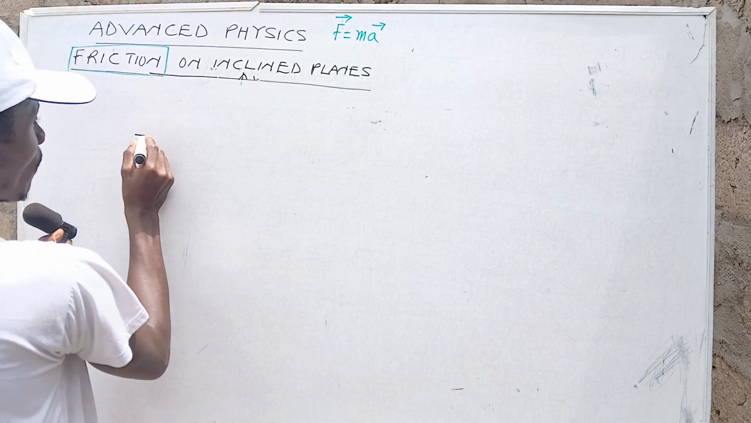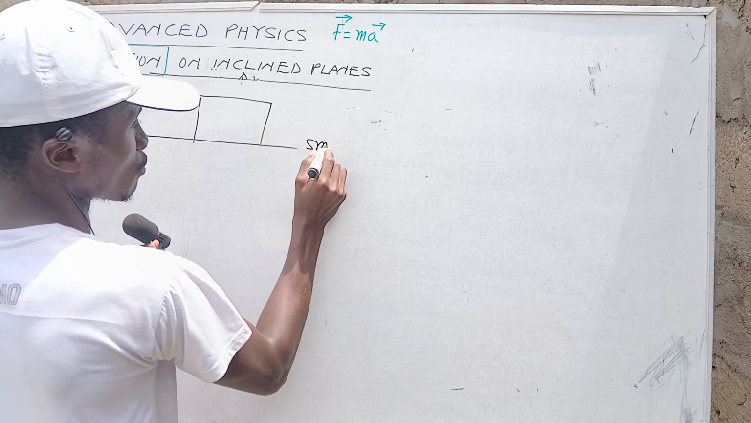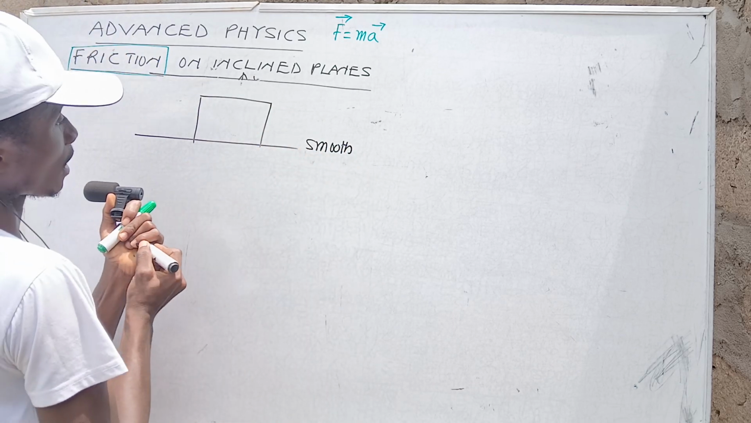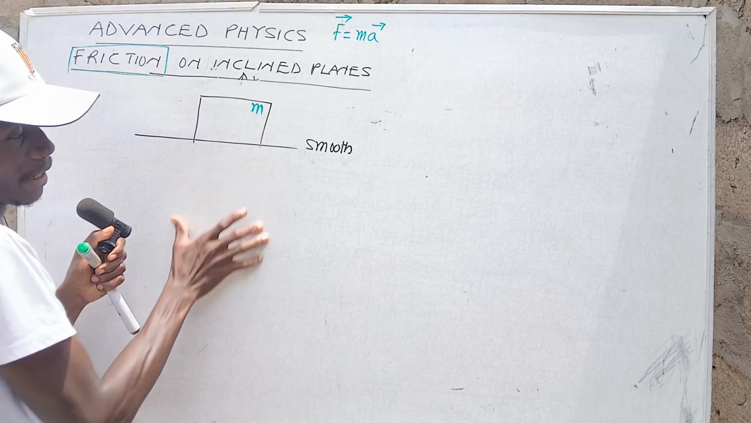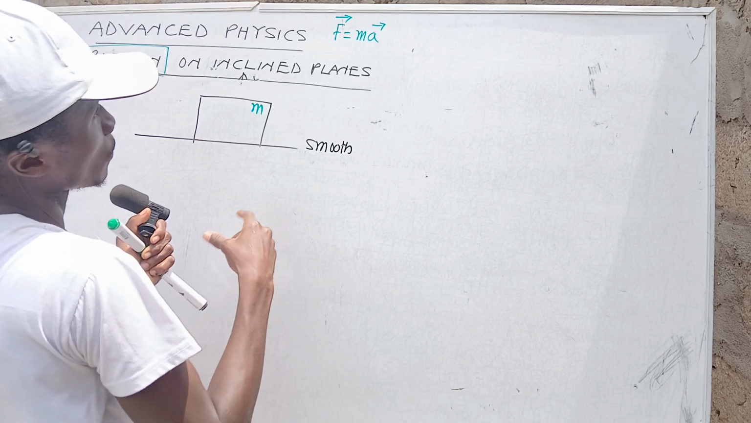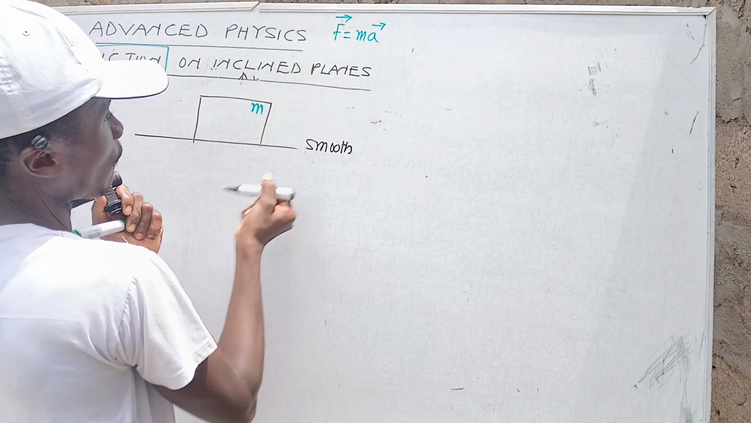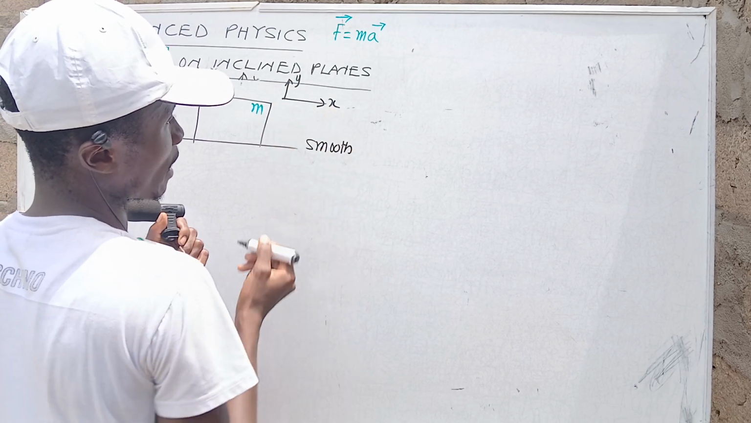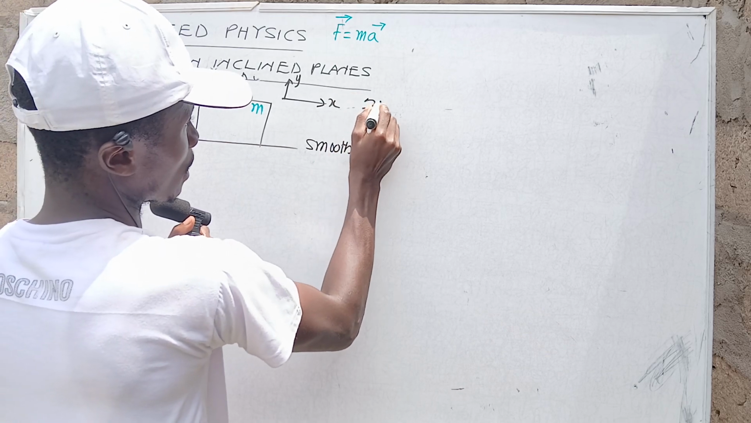Now imagine you have a block on a smooth surface. So this surface is smooth. There is no friction on it. And this block has a mass m. Now you have the earth beneath it. So if you want to apply Newton's second law on this block, you need to consider the forces in the vertical direction and then in the horizontal direction. That is a Cartesian plane in 2 dimensions, that is 2D.